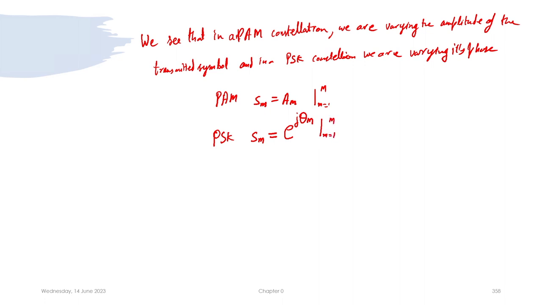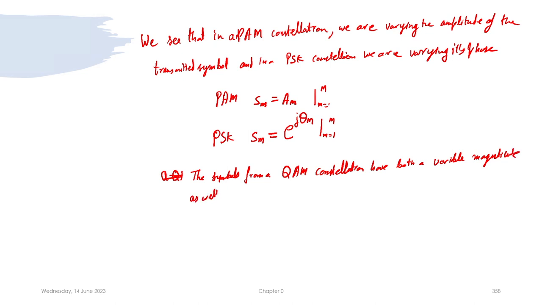So the question is then, why cannot we vary both? The symbols from a QAM constellation have both a variable magnitude as well as a variable phase. In general, the symbol of a QAM constellation looks like Am e^{jθm}, with both a variation in the magnitude as well as a variation in phase.